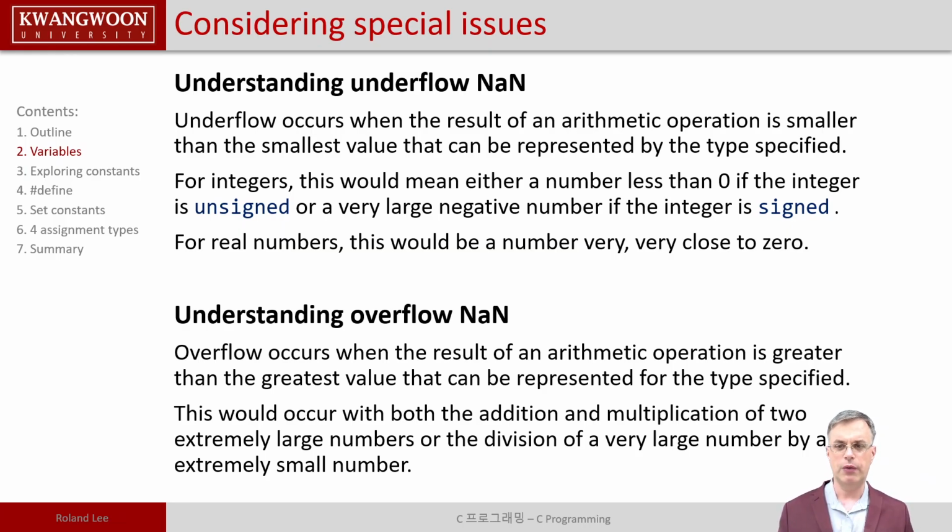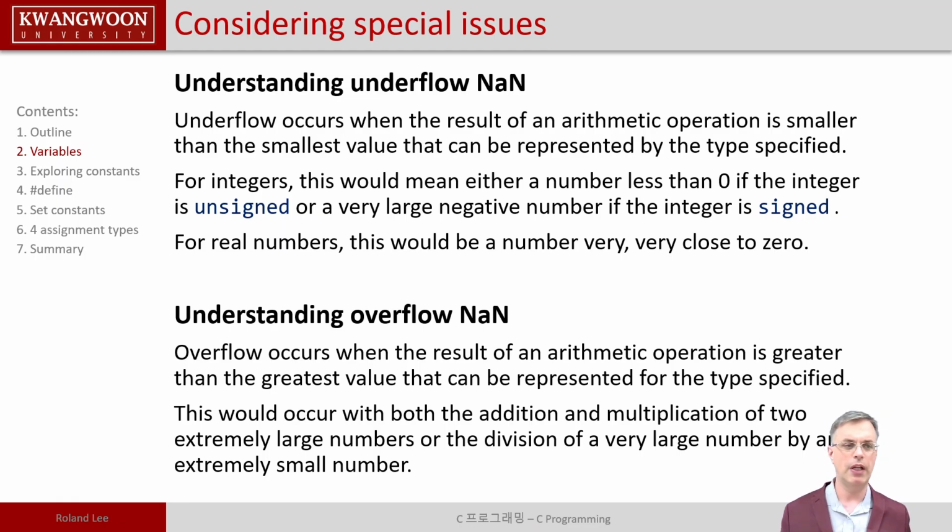Underflow occurs when the result of an arithmetic operation is smaller than the smallest value that can be represented by the type specified. For integers, this would mean either a number less than 0 if the integer is unsigned, or a very large negative number if the integer is signed. For real numbers, this would be a number very, very close to 0. That is, an extremely small fraction part resulting from the division of an extremely small number by a very large number, or the multiplication of two extremely small numbers.